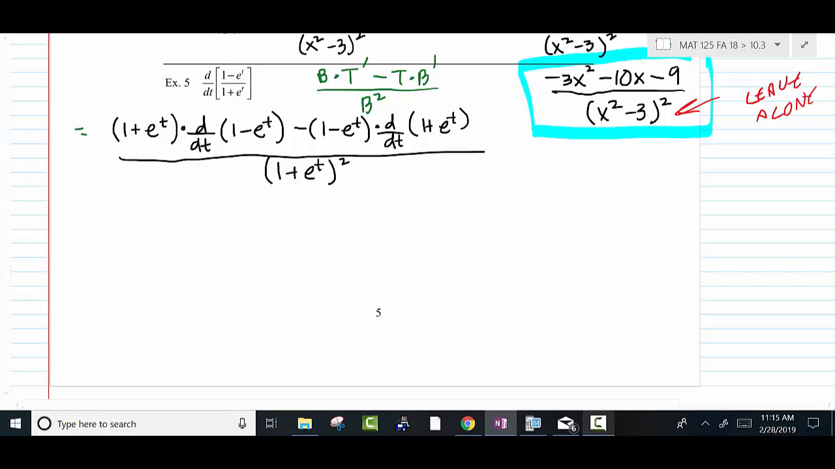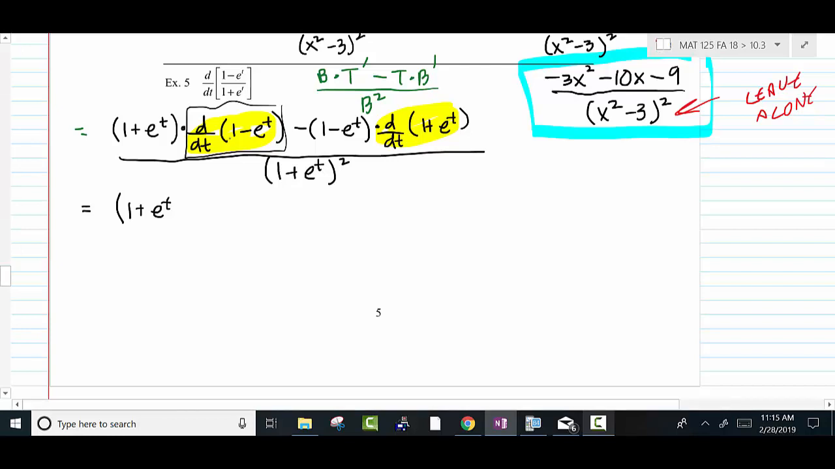Then I'm going to highlight the two derivatives we're going to do. So the first step is get it set up, do those individual derivatives, then we do whatever algebra is left over. Okay? So let's see. Next step, you want to bring down the 1 plus e to the t. Tell me what the derivative of 1 minus e to the t is. Negative e to the t. Yeah, negative e to the t.